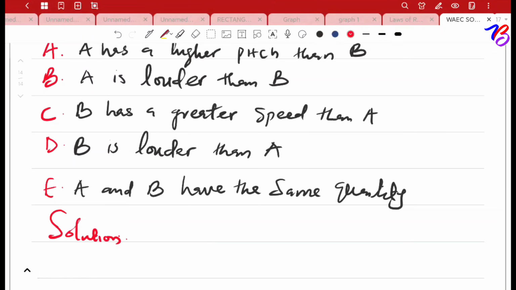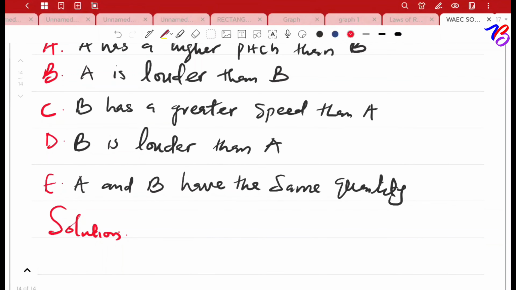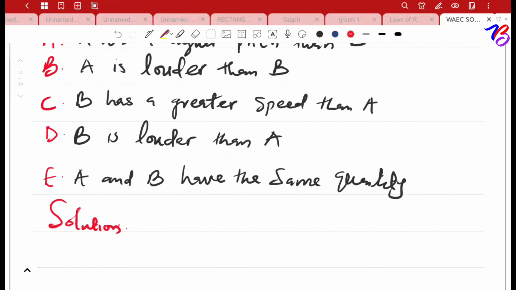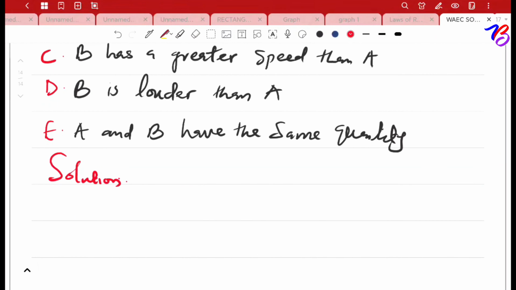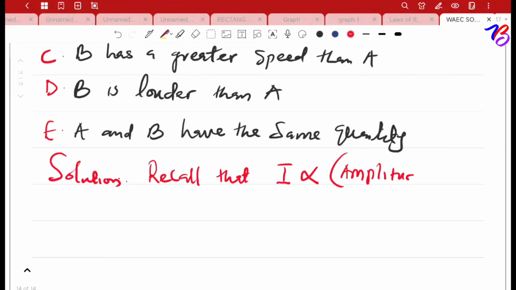So, solution. If we want to solve this properly, we need to consider pitch, we need to consider intensity, we need to consider amplitude, and we need to consider the relationship with frequency. From what you've learned before, you would agree with me that amplitude and intensity are related. So if we use that mathematically using a particular formula, recall that intensity is directly proportional to the square of amplitude. Are you here? This is a formula that will help us to answer this question correctly.